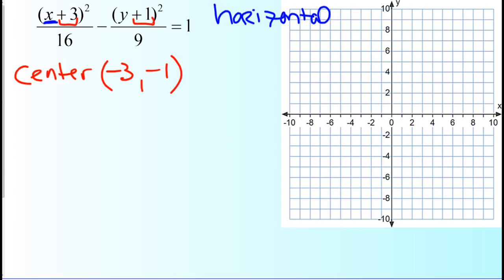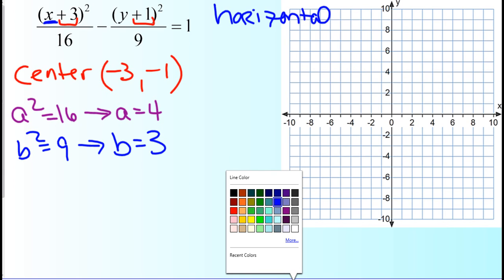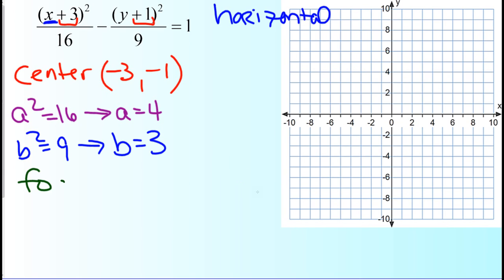Your a squared equals 16, which leads us to a equals 4, and we're still going to use that number to count out our vertices. Your b squared equals 9, and that leads us to b equals 3, and that's the number that counts out our co-vertices. And then our foci. When you do this, of course, you're just going to do c squared equals a squared plus b squared. So all I'm going to do is take my 16 and my 9, add them together. I'll get a 25.